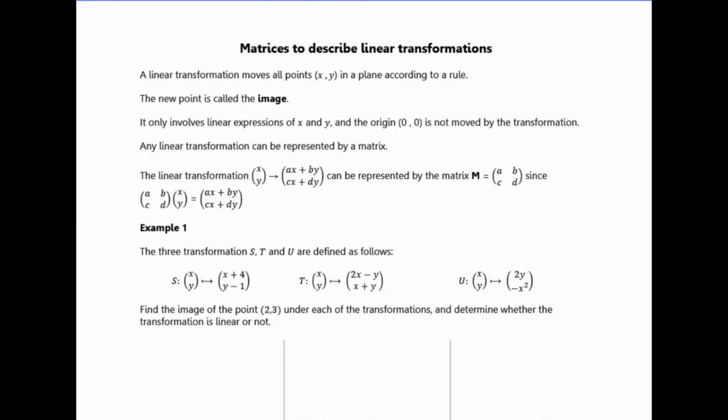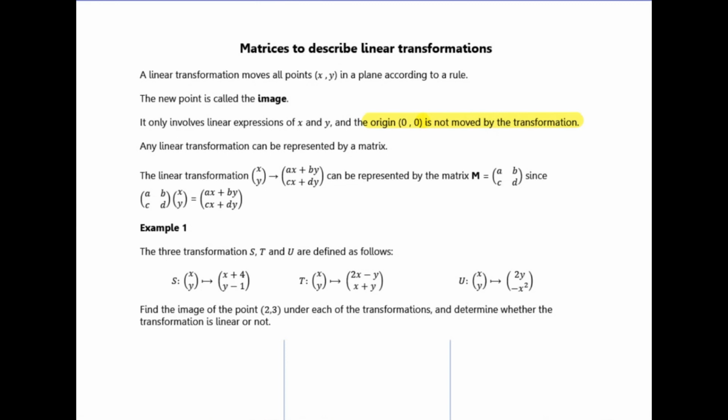So this pack is called linear transformations. The definition of a linear transformation, obviously, is a transformation that transforms points, basically. So it moves points onto other things. But importantly, for a linear transformation, the origin is not moved by the transformation. So translations don't count as linear transformations because they would move the origin. Okay, but rotations about the origin don't move the origin, they're fine.